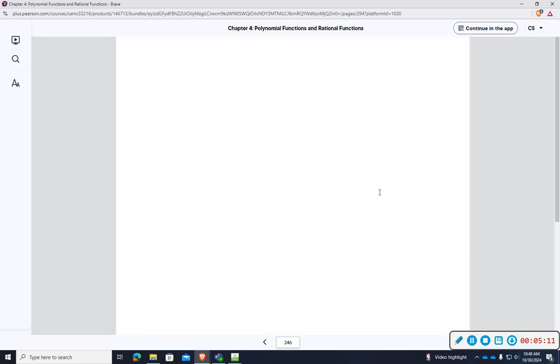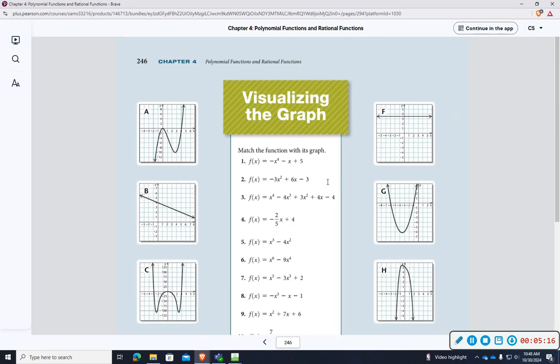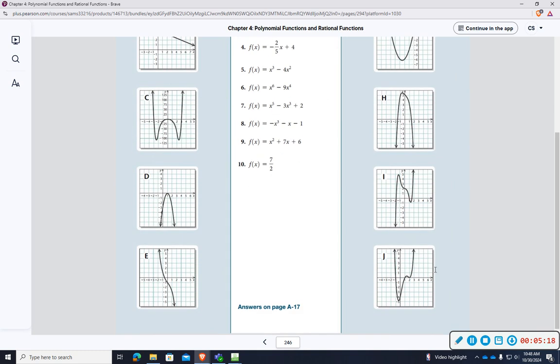All right, so those are the objectives for this graph. You can kind of see some different functions. We're going to go ahead and jump into my math lab.